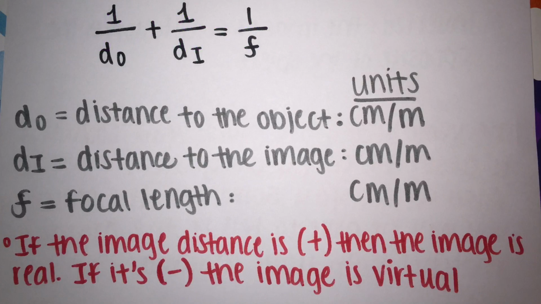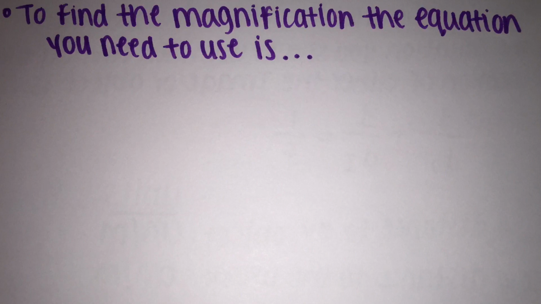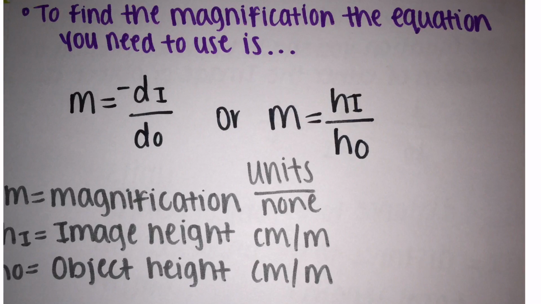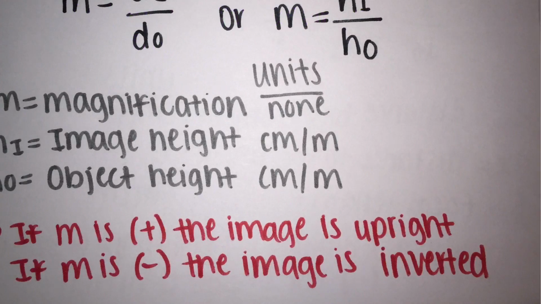If the image distance is positive, then the image is real. If it's negative, the image is virtual. To find the magnification, the equation you will need to use is m equals negative dI over dO, or m equals hI over hO. M equals magnification and has no units. hI equals image height and the units are centimeters or meters. hO equals object height and the units are centimeters or meters. If m is positive, the image is upright. If m is negative, the image is inverted.